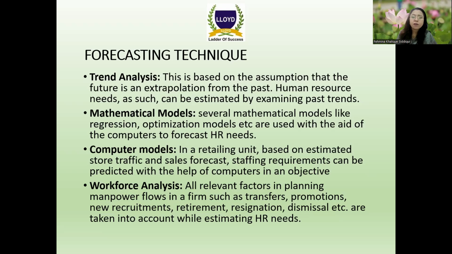Next is mathematical model. There are several models available, and we can use Python, or we can use SPSS in order to go ahead with regression model, optimization model, correlation model, with the help of computers and statistical tools of data interpretation to forecast the needs of the human resources in an organization. Next, we move ahead to computer models. They are similar to mathematical models, and they try to focus on the need of the human resources during peak hours or during peak season. For example, in a retailing unit, based on estimated store traffic and sales forecasts, staffing requirements can be predicted with the help of computer in an objective.